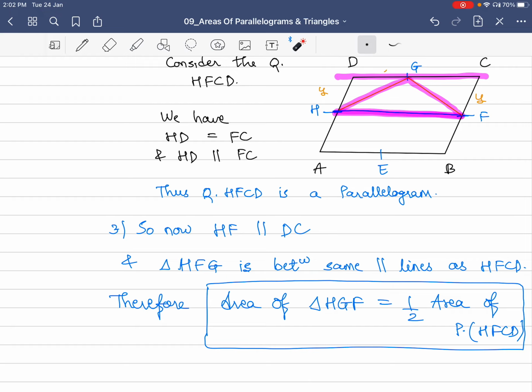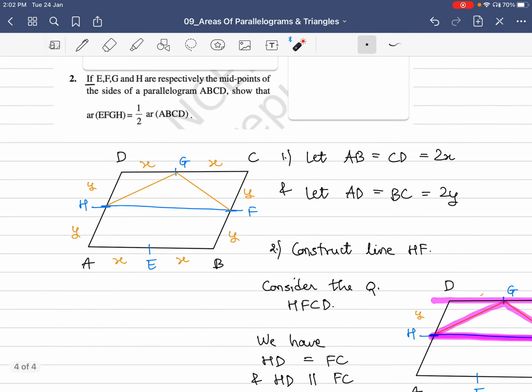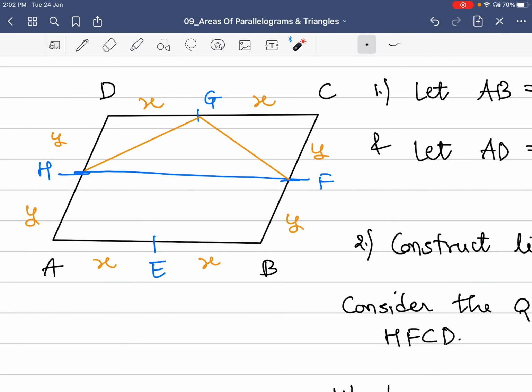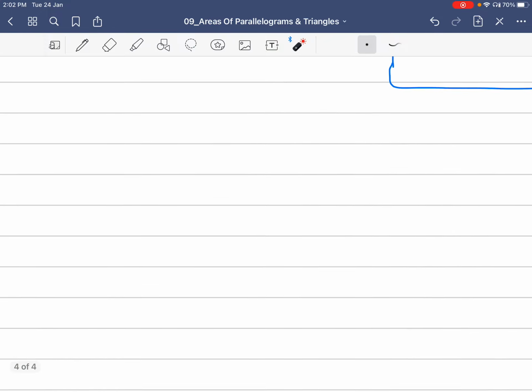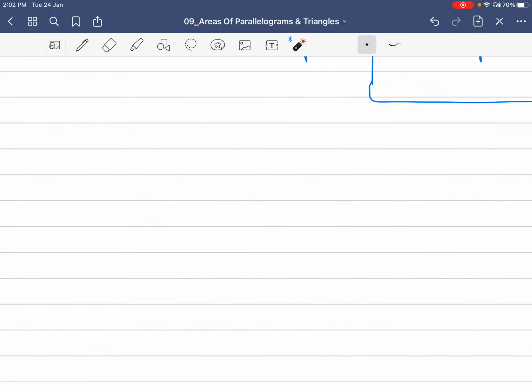Okay, now coming back to the original figure. This was the original figure. Now what? So we consider this parallelogram and this triangle. Now what we are going to do? We are going to consider this lower half of the parallelogram, and we will construct another triangle here. So once again, let's come down, and in fact, let's make a copy of it.